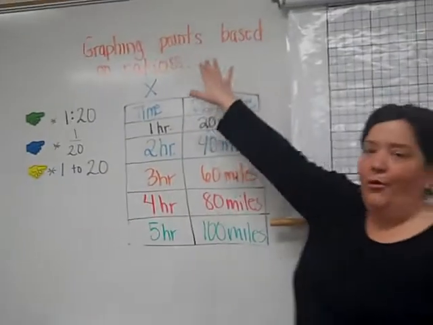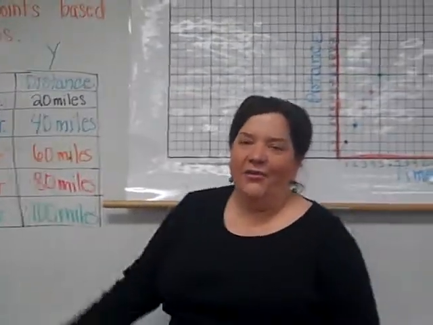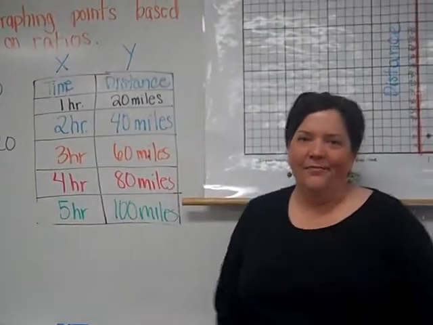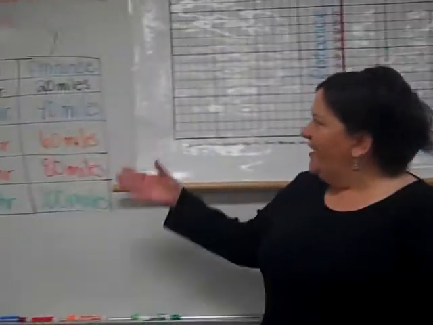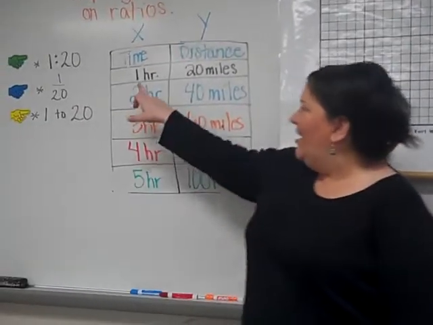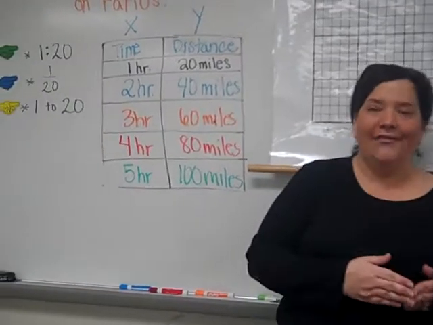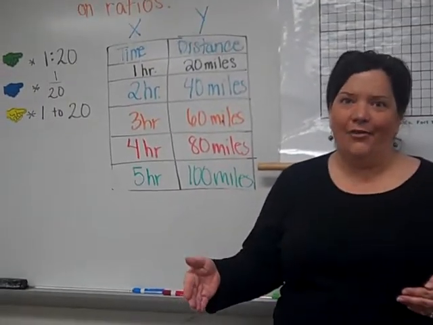Today we're going to be learning about graphing points based on ratios. So here we have a ratio table. The ratio table is based on the ratio of a golf cart driving 20 miles per hour.